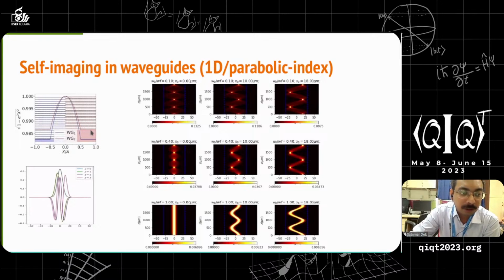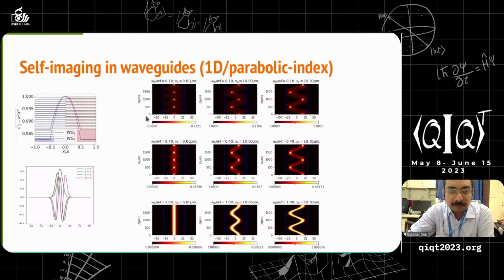Below this lowest part, you have this red shaded region, which is the continuum of the radiation modes. So we will confine ourselves only to the guided modes. Anything, if one excites the radiation modes, it will leak out.